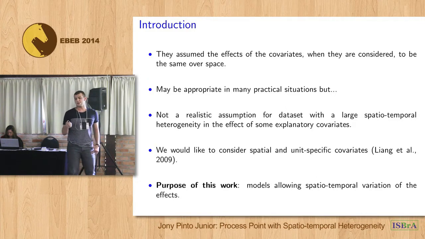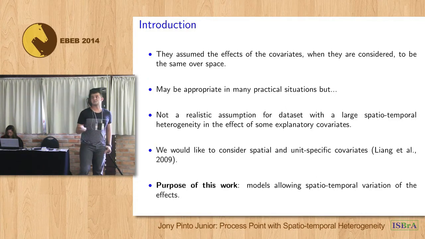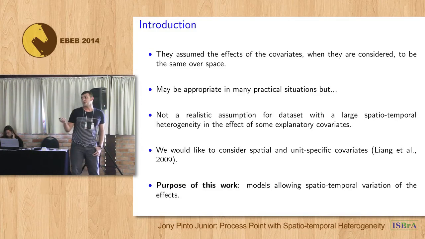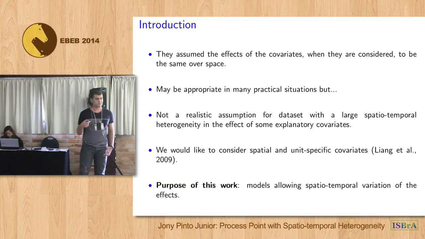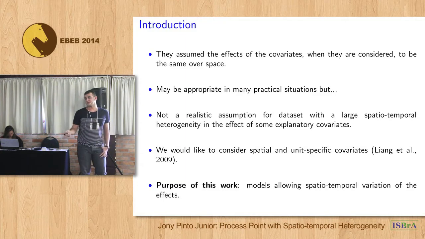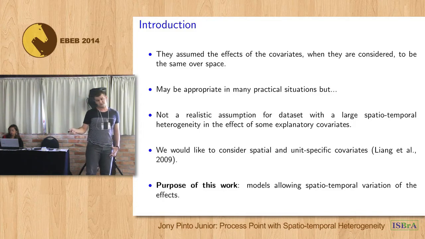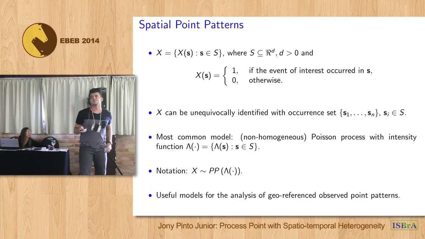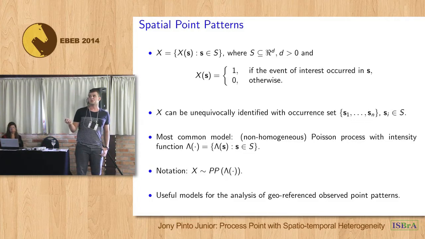So these papers assumed that the effects of the covariates are the same over the space. It could be appropriate in many practical situations, but it's not a realistic assumption when we have a data set with a large spatial temporal heterogeneity in the effect of some explanatory covariates. So, we would like to consider here in this work spatial and unit-specific covariates. So, the purpose of this work is to propose a class of models that allows spatial temporal variation of the effects. To define a spatial point pattern X, we have to define its components.